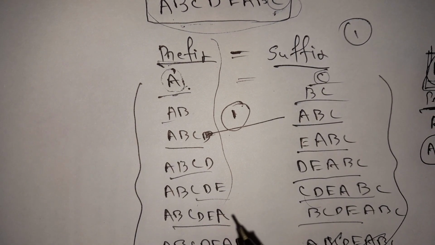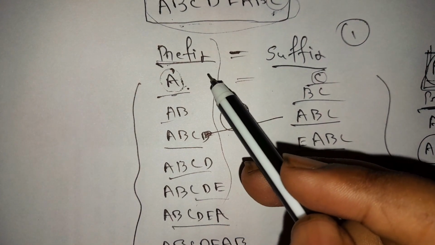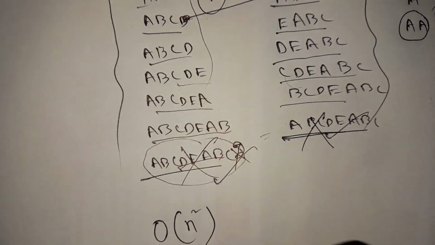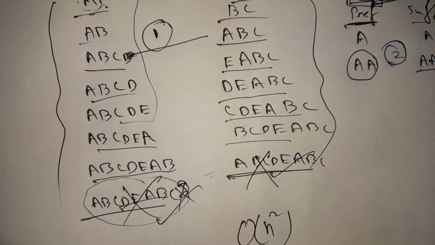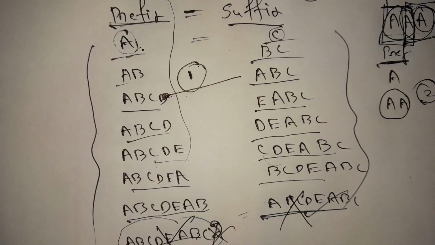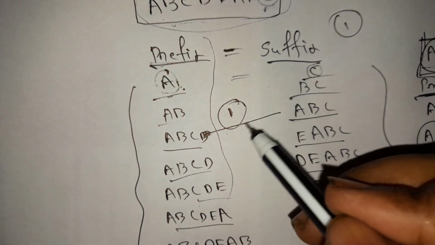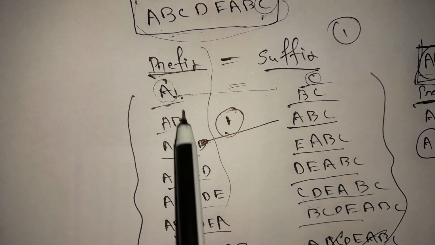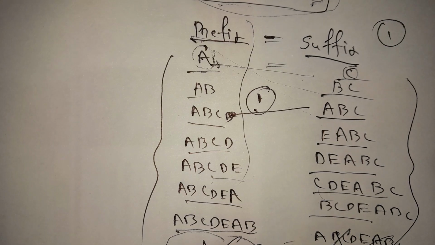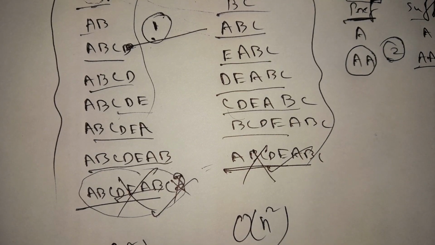So we can say that to build all the prefixes, the time complexity will be near about big O of n square, and to build the suffixes, the time complexity will also be near about big O of n square. And to compare each and every element, we can compare A to C, A to B, B to BC, A to ABC. So this will be a huge time complexity. Okay, so we cannot implement this logic because it will exceed the runtime.